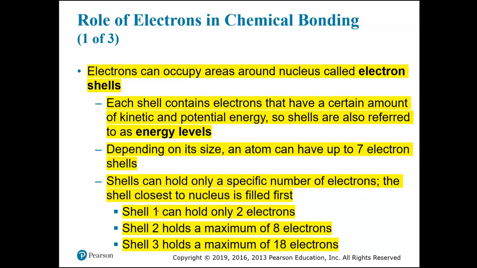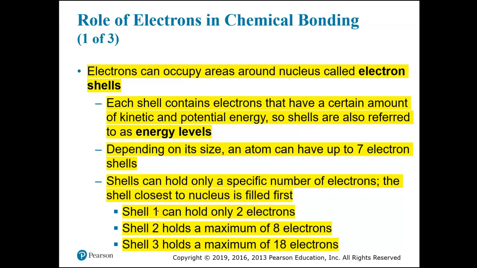So, an atom can have up to, and you can think of electron shells as like layers around the nucleus of the atom, kind of like layers of an onion around the nucleus of the atom. So an atom can have up to 7 of those electron shells.